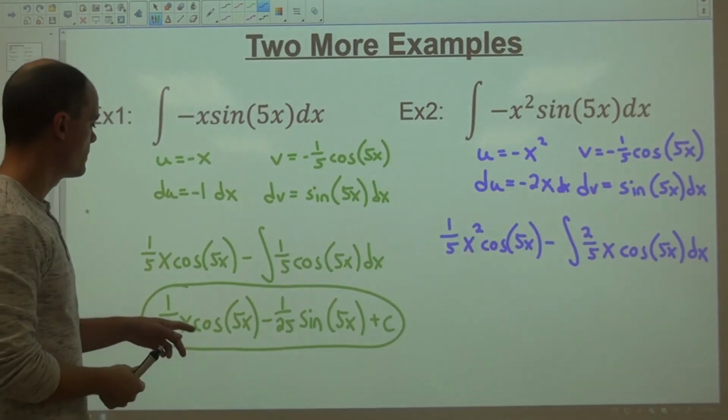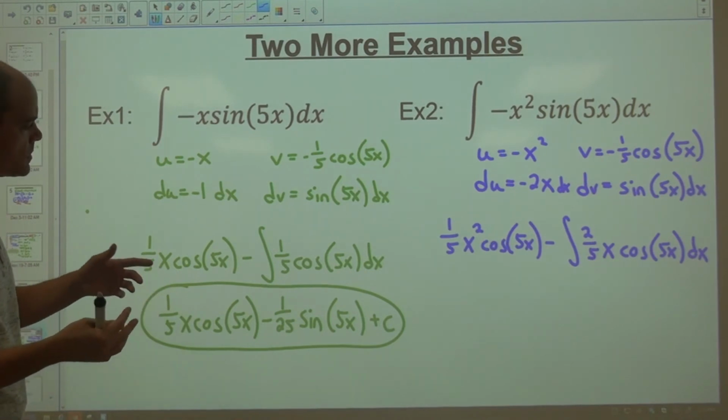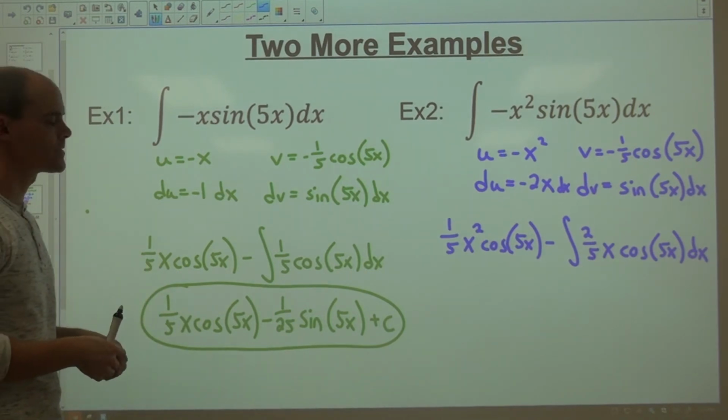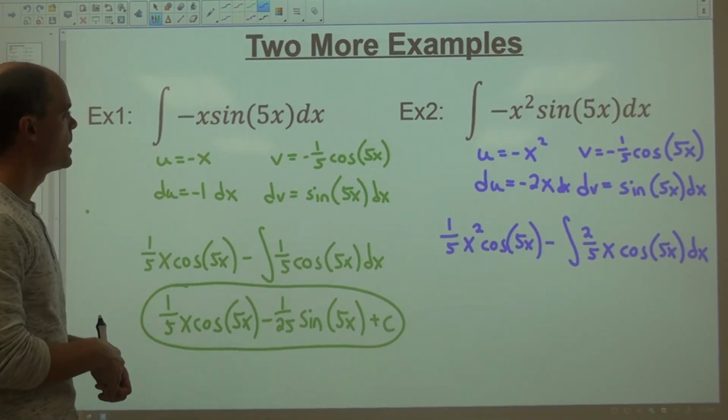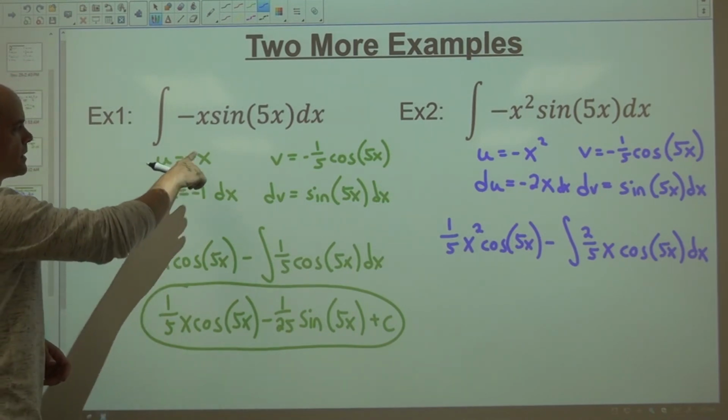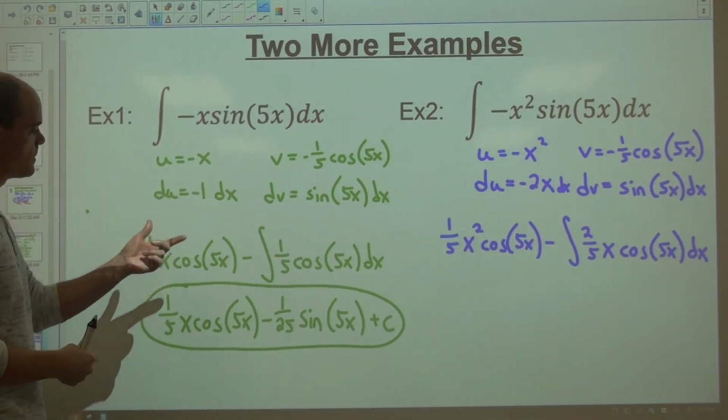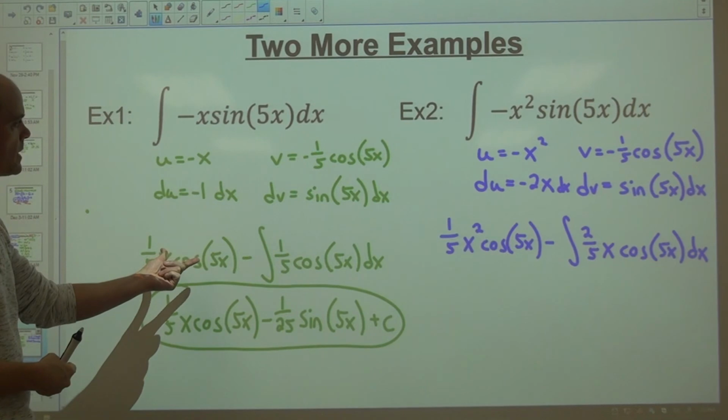All right, so I put up all my work for the first one. The only thing you really need to be careful of here are your signs, S-I-G-N, positive or negative. Got a negative here, so this ends up being a double negative, which is positive.